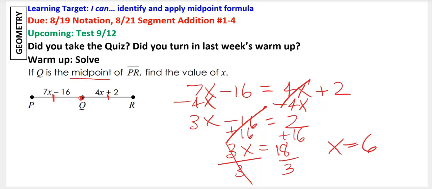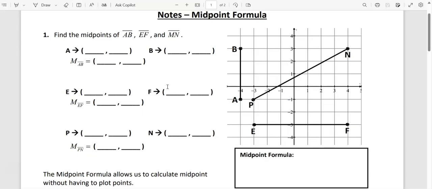So on our midpoint formula notes, you have to be able to tell me the coordinates of a point on a graph. Like you got to be able to graph coordinates onto the grid, but also if you got points on the grid, you got to tell me what the coordinates are, right? So here we go. You got three segments here: AB, EF, PN. First, let's find these coordinates.